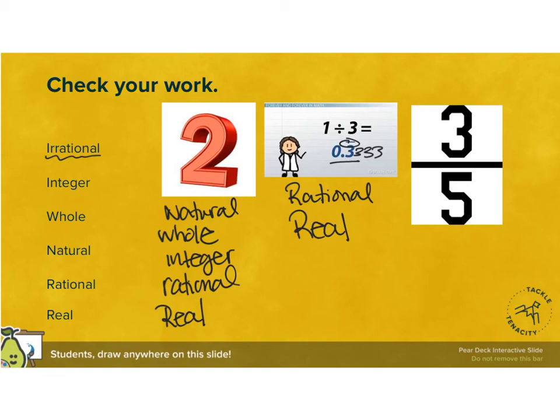Next, I have a fraction. Since it can be written as a fraction, it is rational. Whole numbers, integers, natural numbers don't include fractions, so it's just rational and real.